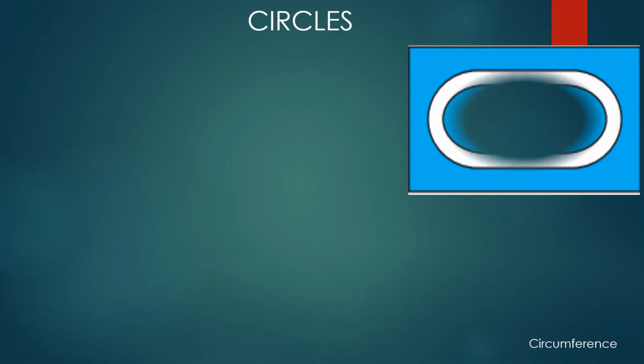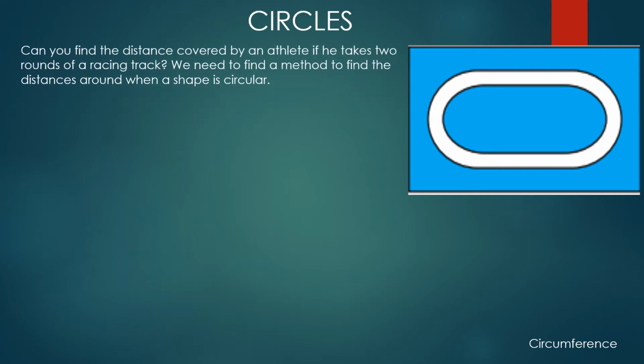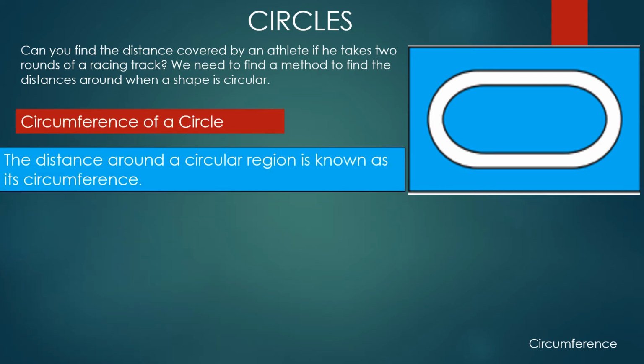A racing track is semicircular at both ends. Can you find the distance covered by an athlete if he takes 2 rounds of a racing track? We need to find a method to find the distance around when a shape is circular. Circumference of a circle. The distance around a circular region is known as its circumference. We cannot measure the circumference of the circle with the help of a ruler as it is not straight.